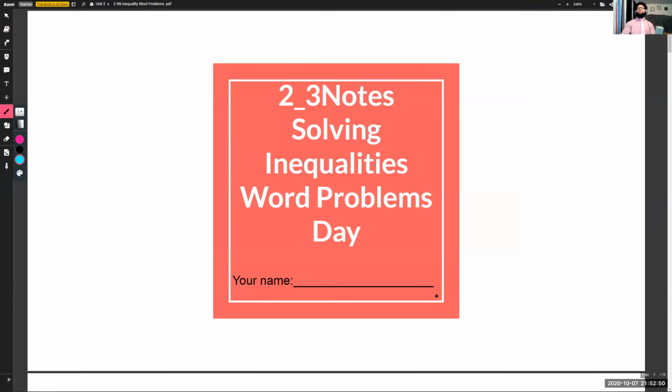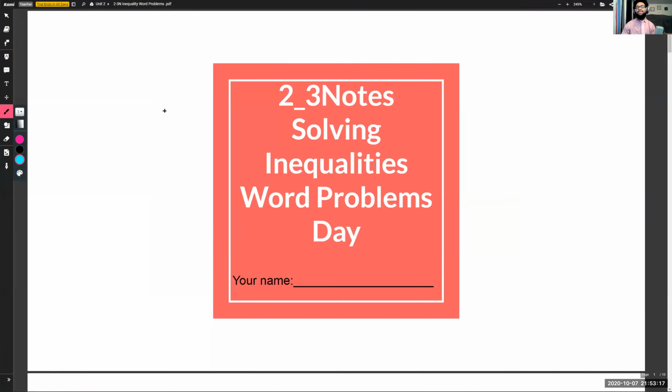Solving inequality word problems, lesson 2-3 or notes 2-3. Once again, you're going to open up your copy of the notes in Kami. I want you all to use Kami because it makes it easy to grade and easy for you all to annotate. So open it up in Kami. If you're having troubles, let me know, but open it up and follow along with me.